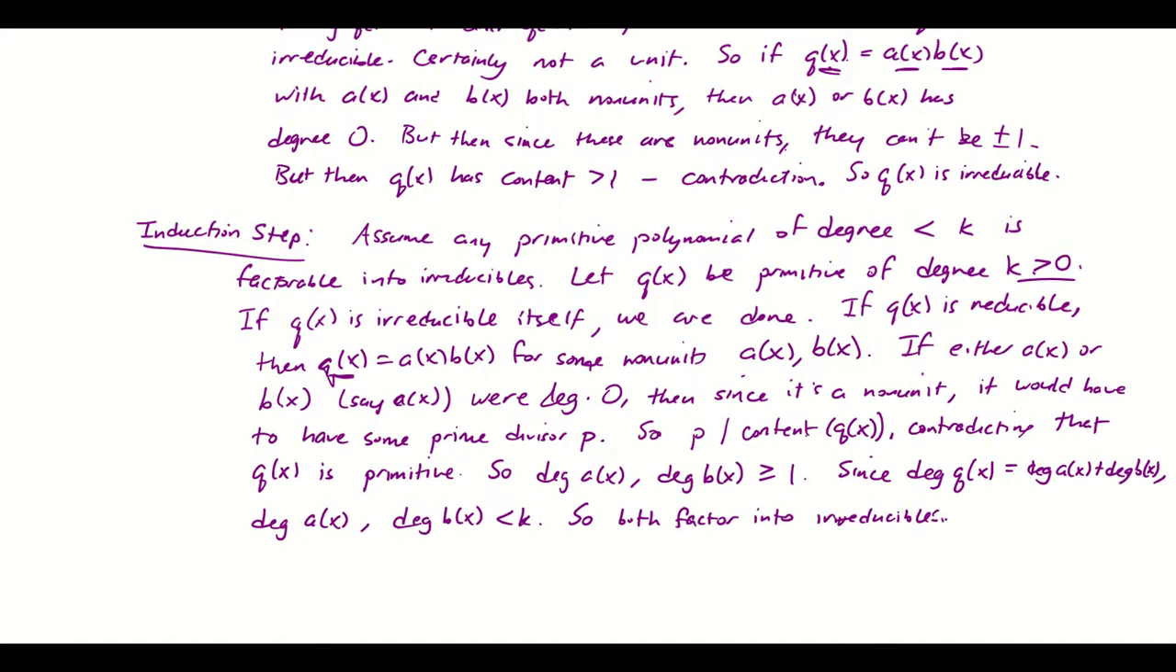And because those both factor into irreducibles, that means q of x, which is just a of x times b of x, can be written as the irreducible factors of a times the irreducible factors of b. So q of x itself factors into irreducibles. And that's the proof pretty much.